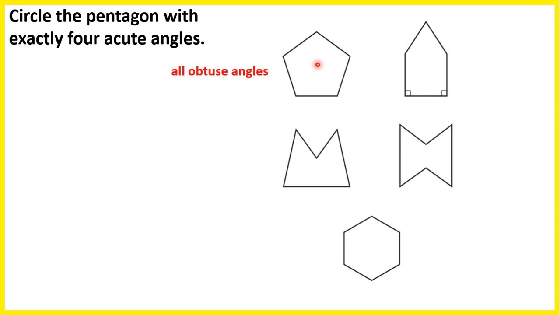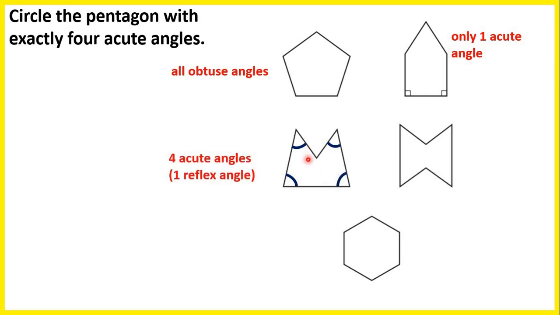So with this shape here, we have angles which are all obtuse angles, all larger, not smaller, than a right angle. Here we only have one acute angle, because this angle here is acute, but these 2 angles are obtuse angles, and these angles are right angles. Now for this shape we have 1, 2, 3, 4 acute angles, and then this angle here is a reflex angle. So here we have 4 acute angles, and we have a pentagon because the shape has 5 sides.